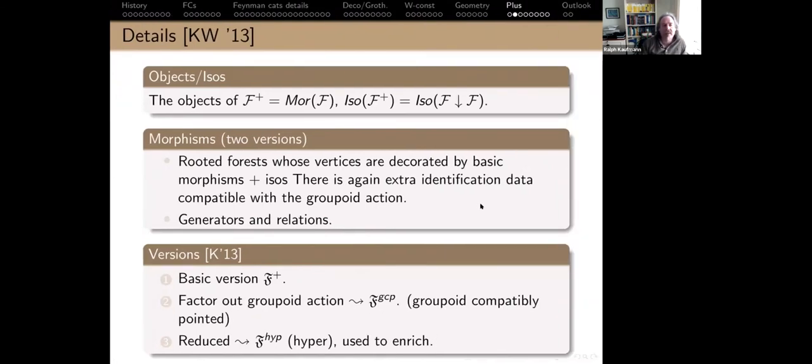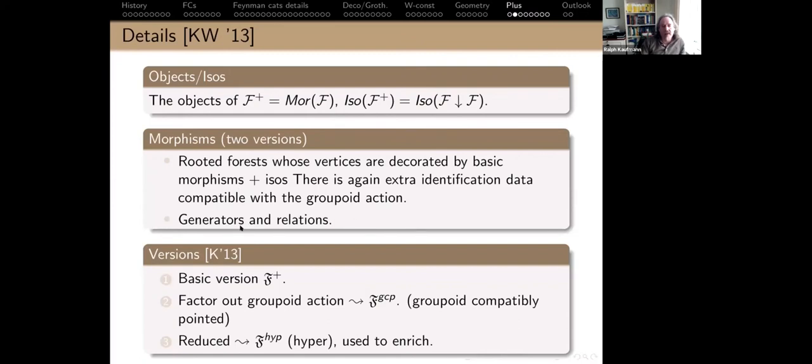So the objects of my plus construction are just the morphisms. This is really nice. The isomorphisms are just the commutative diagrams I had before, just with isomorphisms on the vertical. Then the morphisms, and this is all in the 2013 paper already, on the arXiv 2013, are rooted forests whose vertices are decorated by morphisms and isos. And again, there is an identification with data compatible with the groupoid action. So when I say rooted forests, you have to use this category correctly.